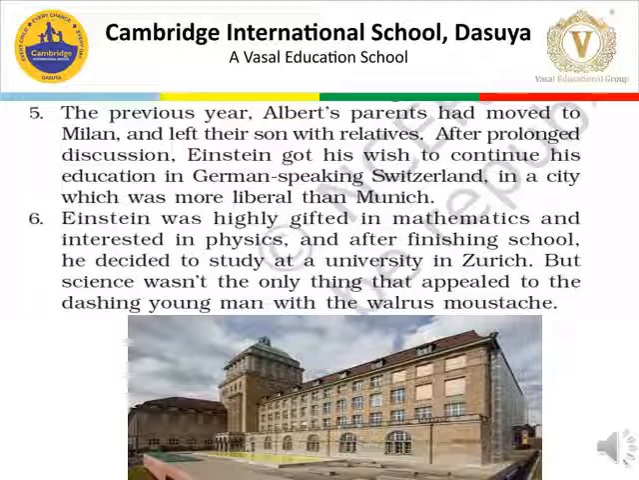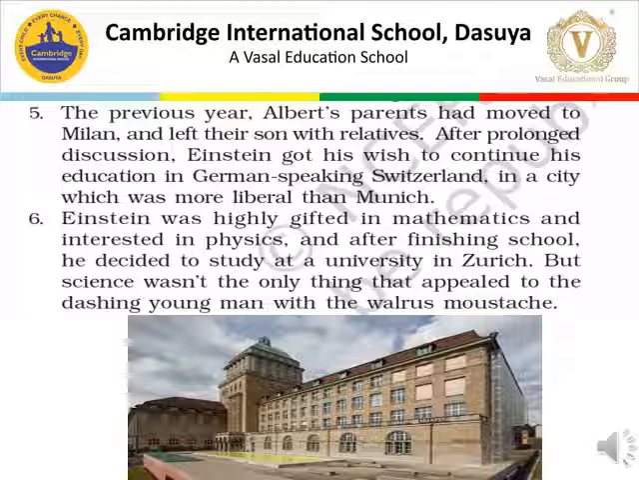When Albert Einstein's parents moved to Milan, he was left with one of their relatives. He continued his studies in German-speaking Switzerland in a city which was more liberal than Munich. Please underline this particular statement because this is very, very important. You have to understand two concepts in this. The first is German-speaking Switzerland and the second is more liberal than Munich.